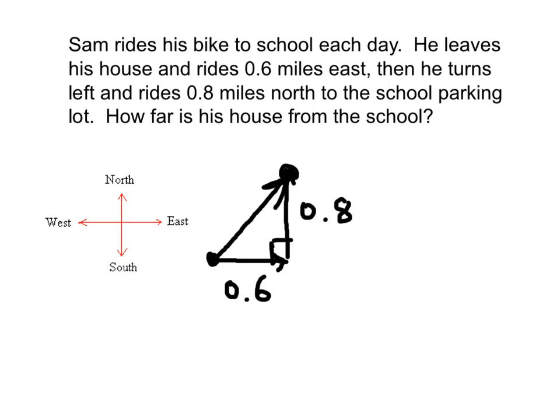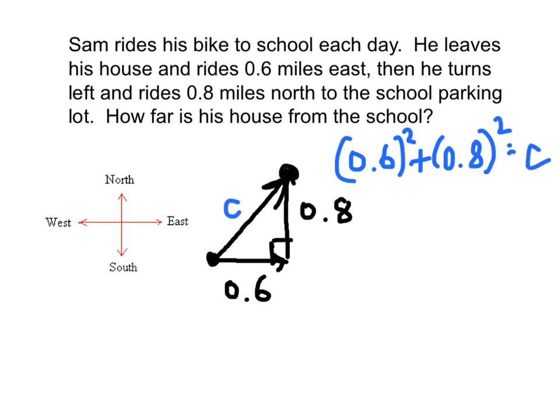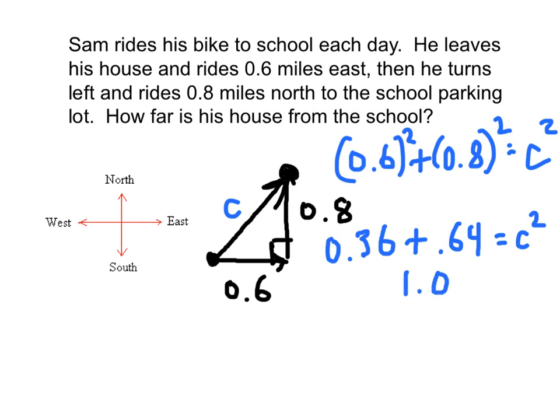Welcome back from pausing the video. 6/10 and 8/10 are the legs of the right triangle. And the distance from Sam's house to the school is the hypotenuse, so we'll call that C this time. And let's solve for C. So 0.6 squared would be 0.36. 0.8 squared is 0.64. If you add those together, 0.36 plus 0.64, you get 1.0.